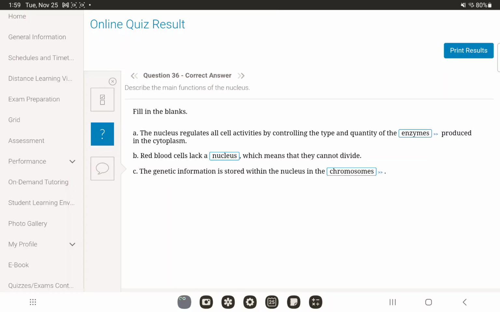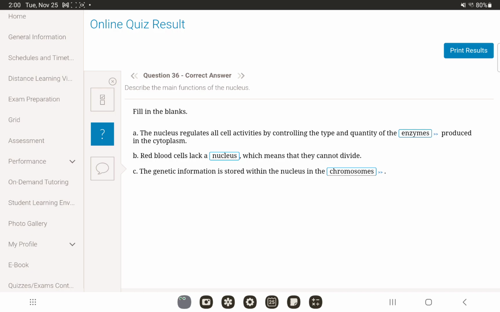The nucleus regulates all cell activities by controlling the type and quantity of the enzymes produced in the cytoplasm. The enzymes are the ones that really do most of the cell activities. So the nucleus is able to regulate all the cell activities by controlling what type and how many enzymes are produced.